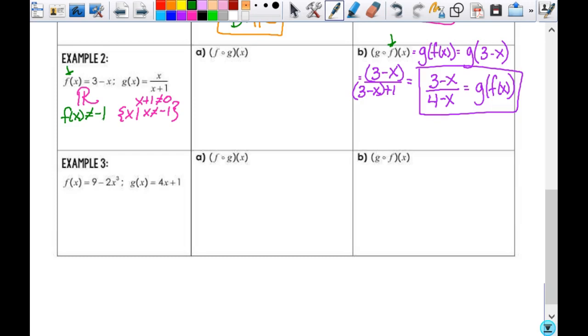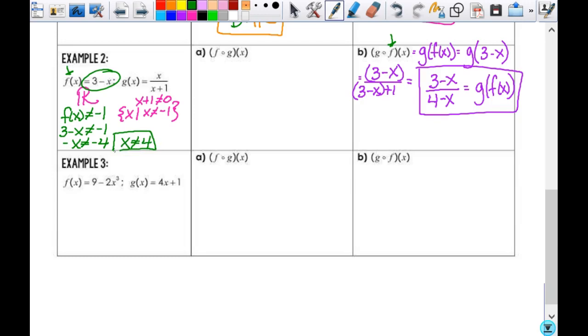Your input cannot equal -1. F of x becomes my input. Well, this is f of x, right? So that means that 3 minus x cannot equal -1. Everybody with me? So now I can subtract 3 from both sides, and I get negative x cannot equal -4, which means x can't equal what? 4. Okay? That's the domain I use. We okay with that?